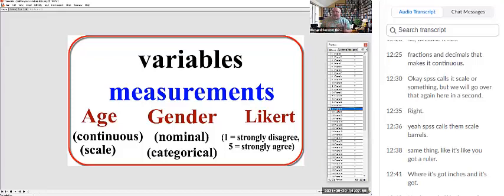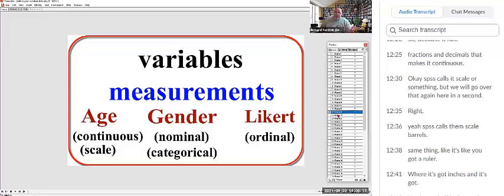My favorite example is military rank. A private would be a 1, a corporal would be a 2, a sergeant would be a 3, et cetera, right? The higher the number, the higher the rank. That's what a Likert scale is. And those are called ordinal, right?